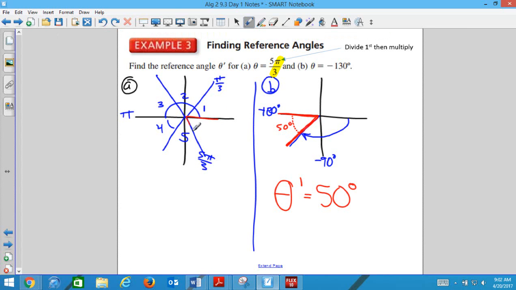So what is left to get to the x-axis? 1 more pi over 3 is left. So our theta prime, our reference angle, is pi over 3. It's positive. It's between 0 and pi over 2. It connects to the x-axis, pi over 3. Okay? Do another one.